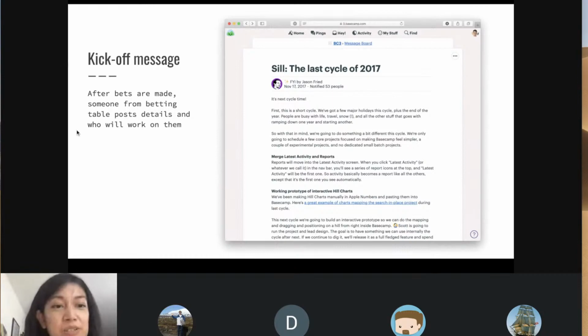And then, I'll talk about it later. So the kickoff message: after the bets are made, someone from the betting table posts details and who will work on them, on a message board.